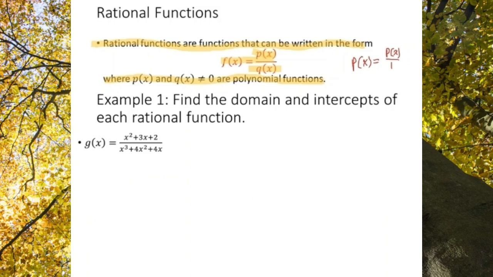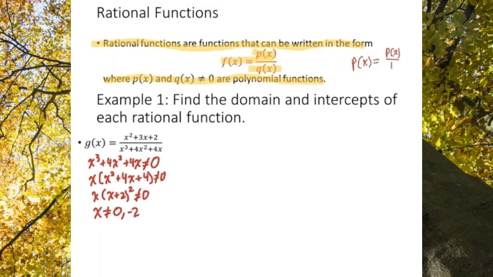Starting off with the domain, just like our previous example, since rational functions involve division and the one number we can't divide by is 0, then our denominator cannot be 0. Just like with the previous example, we're going to try to factor our denominator. We see x as a common factor, and the x squared plus 4x plus 4 can be factored farther: it factors to x plus 2 squared. And by setting each factor equal to 0, we get that x cannot be 0 or negative 2. And our domain would be all real numbers except for 0 and negative 2, which can be written as negative infinity to negative 2, union negative 2 to 0, union 0 to infinity.